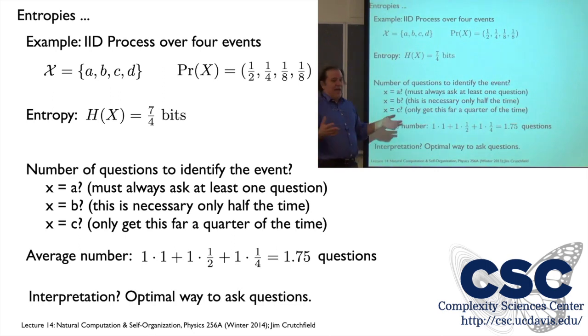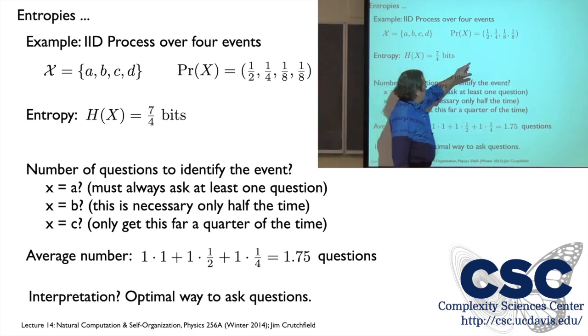Well, okay, I have to ask one question. So no matter what, I have to ask one question. What I'm going to ask first off is, is the event A? And the answer will be either yes or no. If it's yes, I'm done. But half the time, it's going to be no. Well, what's that telling me? It's telling me it's B, C, or D. So I ask another question. I choose, in this case, to ask, is it B? So what's going to happen then?